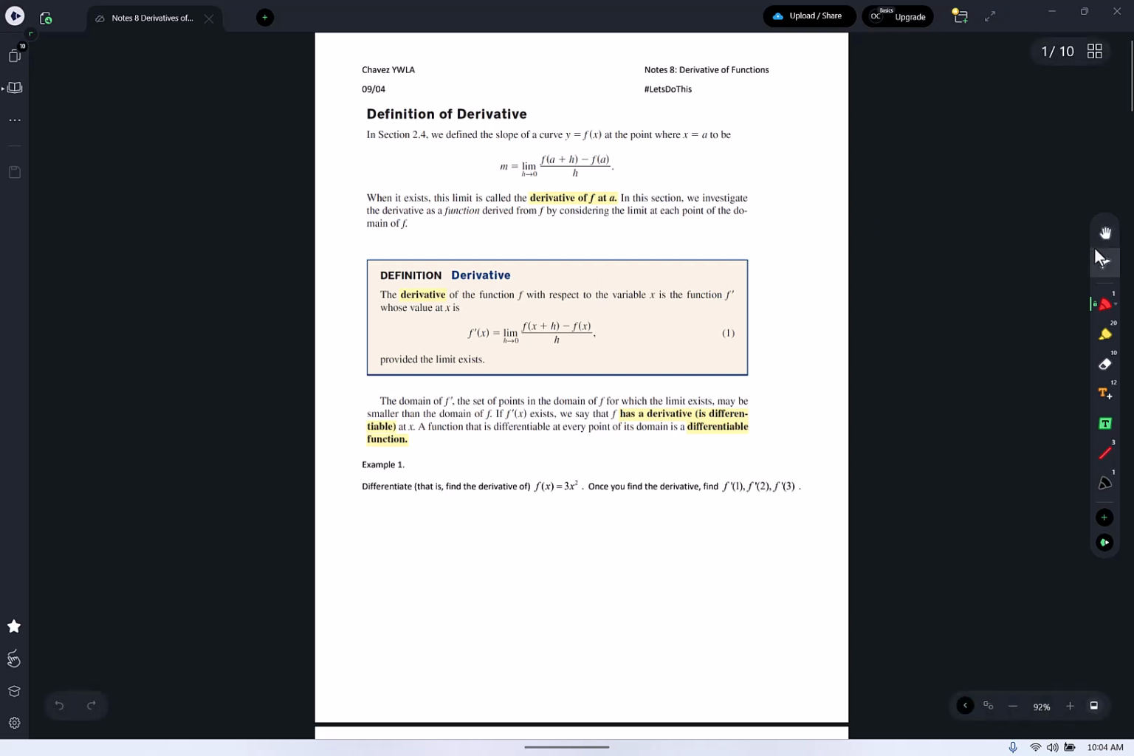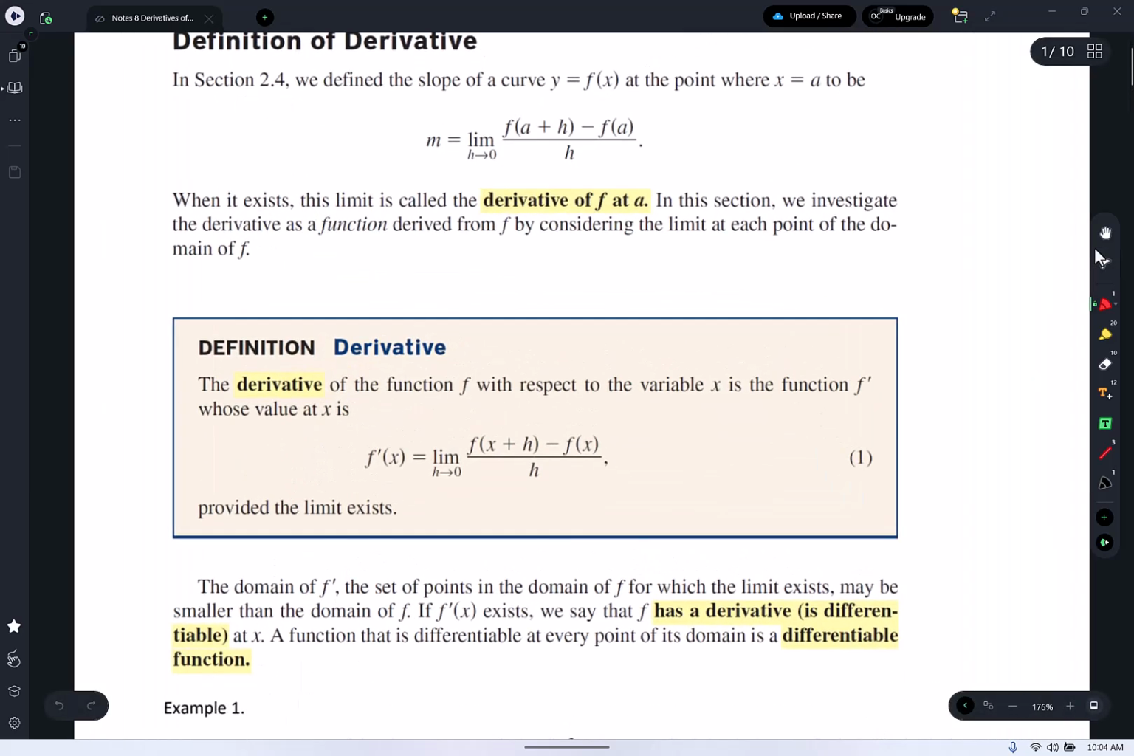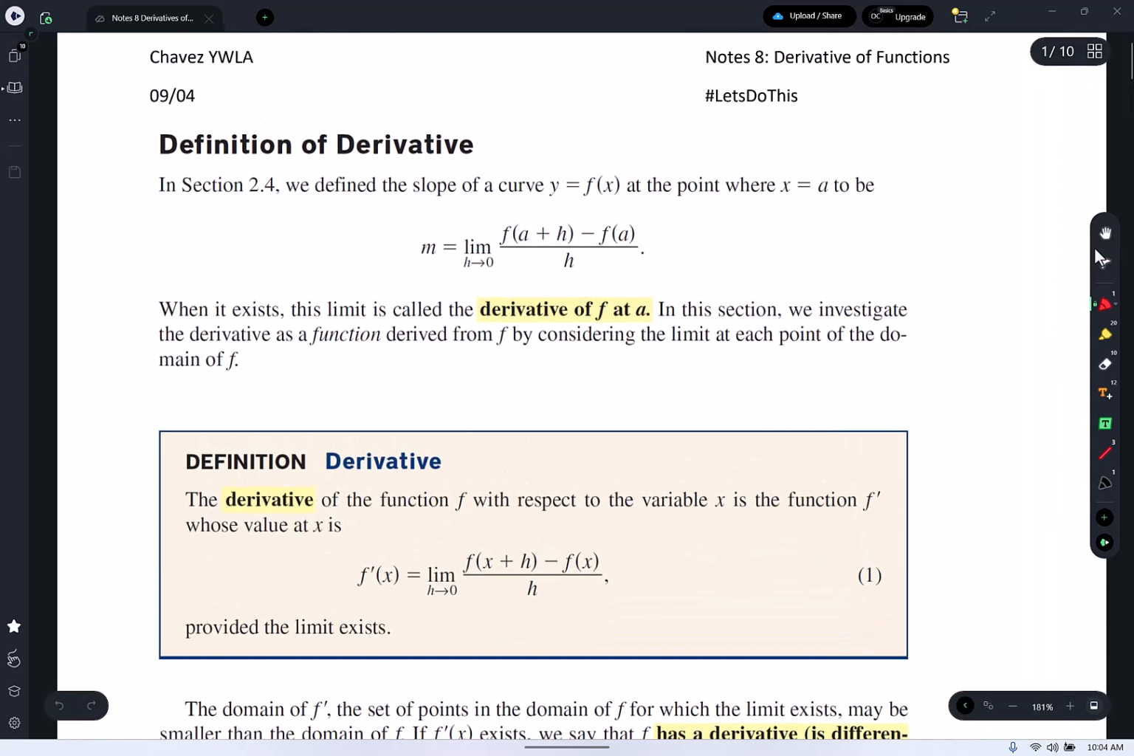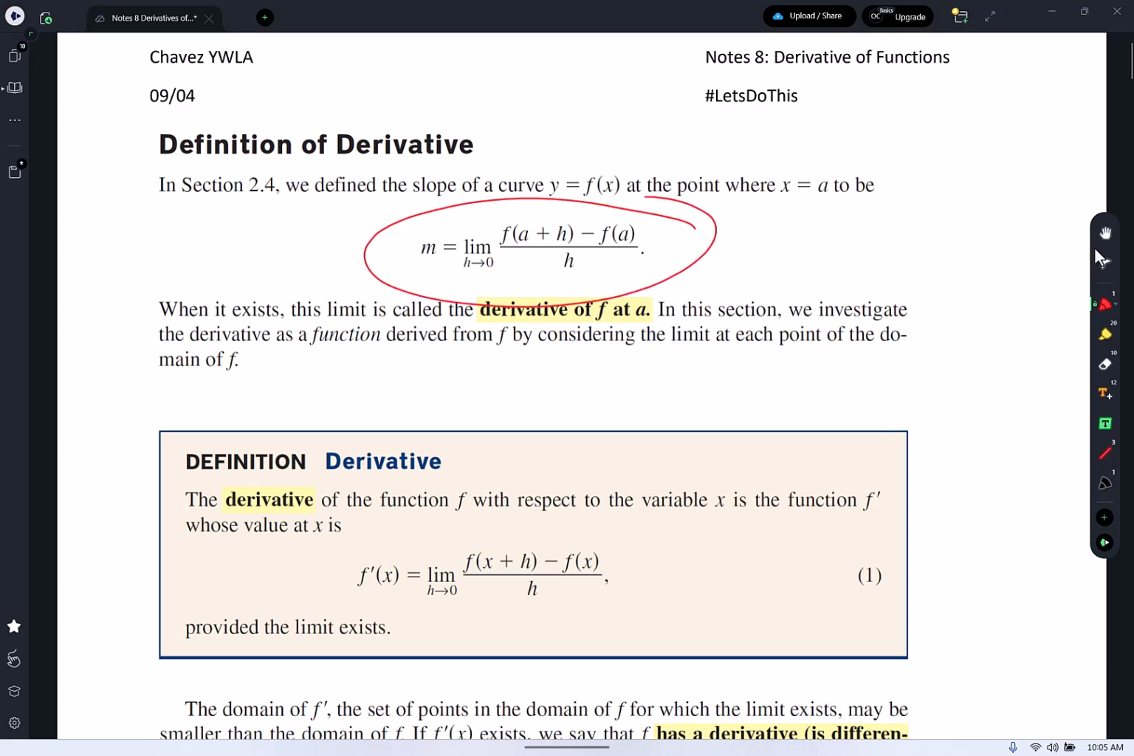All right, guys. Here we go. So we have notes 8 here. We're finally going to use the word derivative. I don't know if you remember from note 7 because a lot of you guys were really tired. But this is how we find the instantaneous rate of change or a tangent slope. Do you remember?